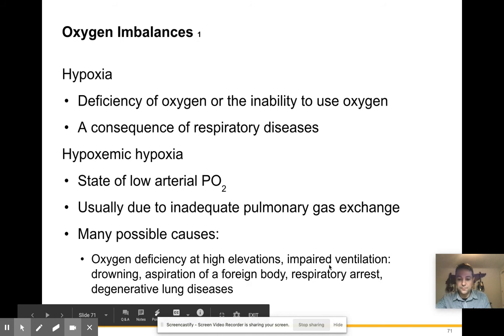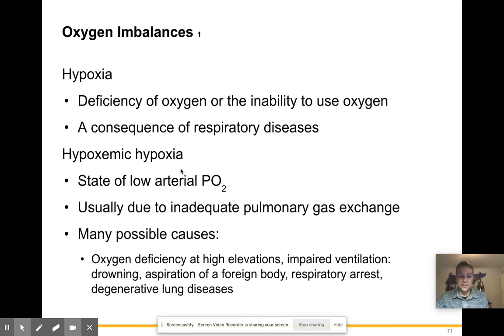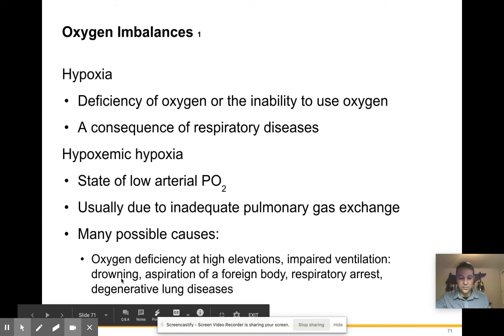Impaired ventilation, for example drowning. Underwater, you cannot ventilate properly. Maybe something is aspirated into your lung, aspiration of a foreign body, you've breathed in something foreign. We talked about how unlikely that is, but it can happen. Respiratory arrest, maybe for some reason you have stopped breathing. And sometimes it can be lung diseases. So these are all reasons for hypoxia to occur.